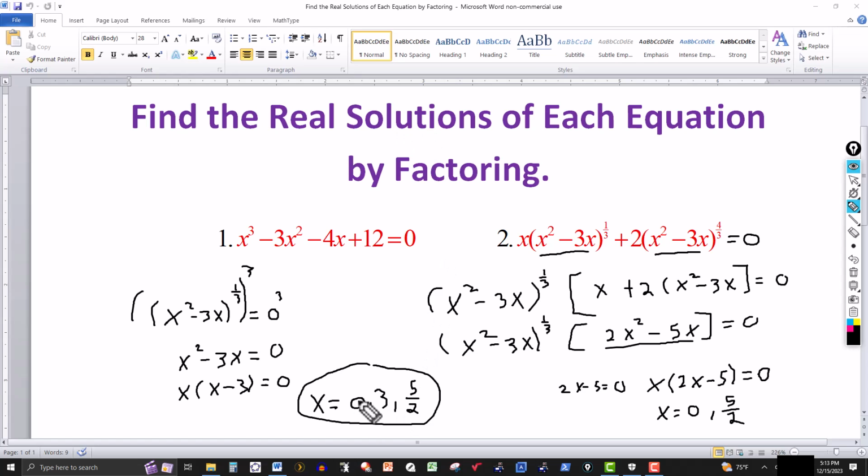And notice that it says find the real solutions. Well, these are the real solutions. There are no imaginary solutions for these two problems.